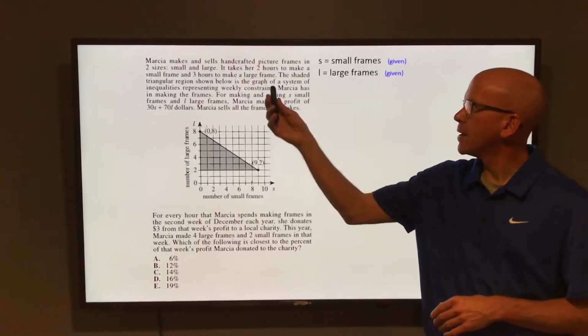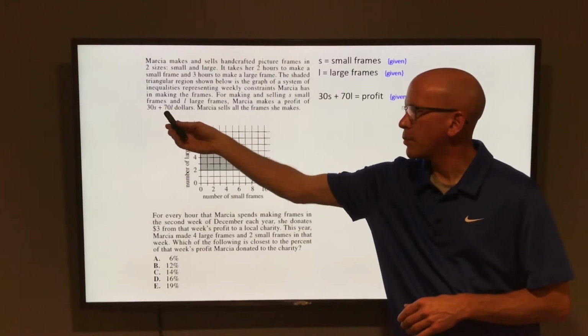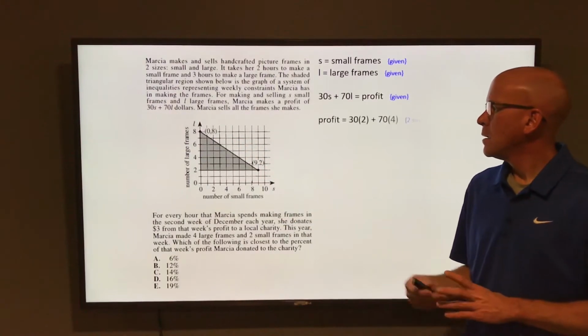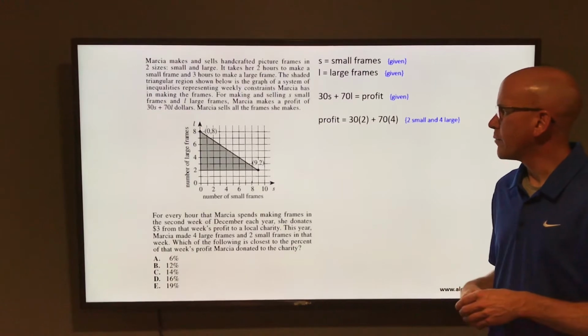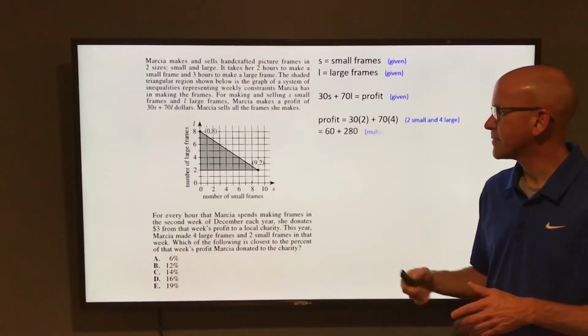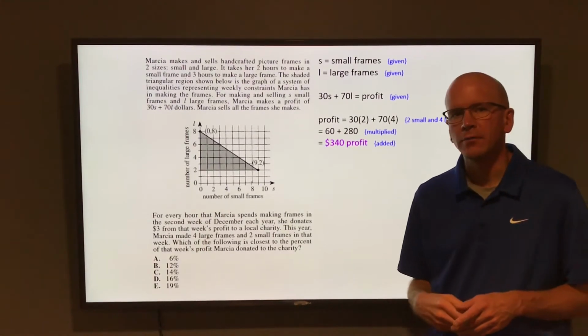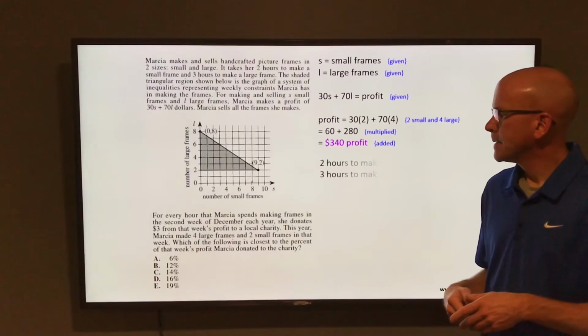S is the small frames, L is the large frames. 30S plus 70L, that is the profit. She made 2 small frames and 4 large frames, so the profit would be 30 times 2 plus 70 times 4, 60 plus 280, that is $340. So $340 profit. Now let's look at the time.